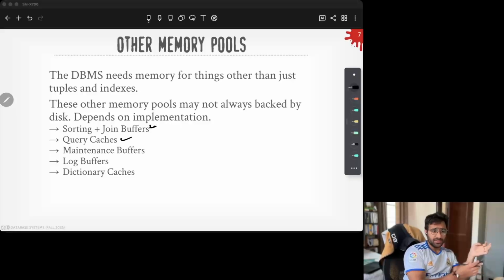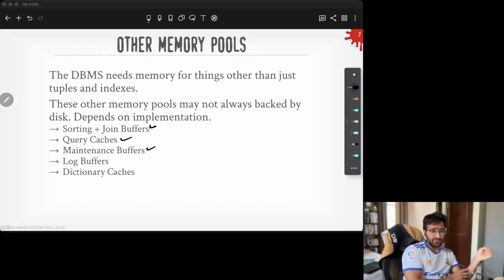Then there are query caches. If you run a query and it produces some result, you can cache that data in memory itself. You have maintenance buffers, like when you run vacuum or full vacuum, where you might need to store the table you are reading temporarily in some storage.